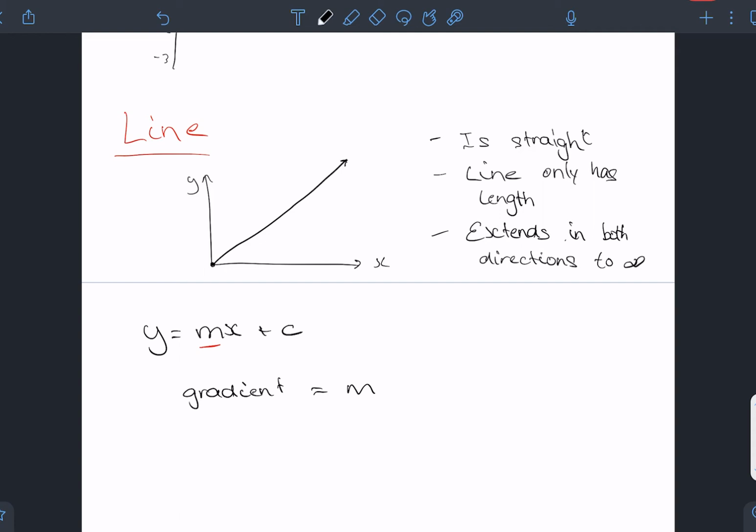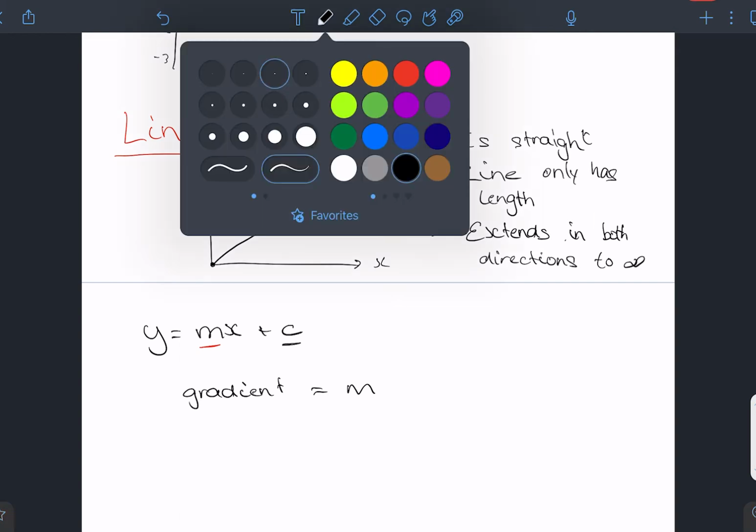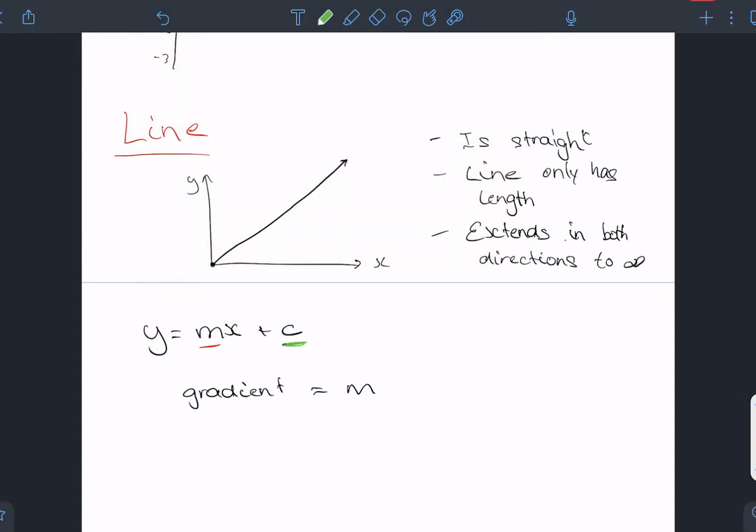And c, this c right here, is what we call the y-intercept. Now the y-intercept is basically where on the graph the line crosses the y-axis.